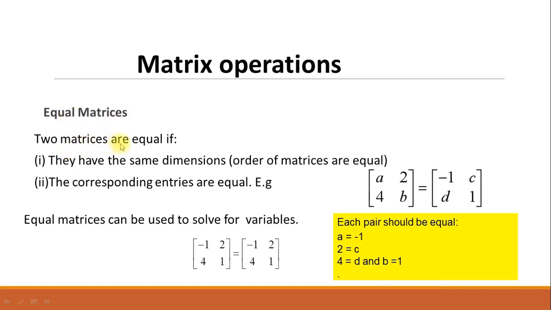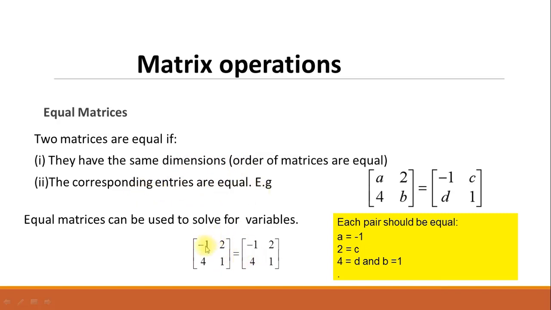Two matrices will be equal if they have the same dimensions, that is, the orders of the matrices are equal and the corresponding entries are equal. For two equal matrices there are two conditions: the order of the matrices will be equal and the corresponding entries will be equal.